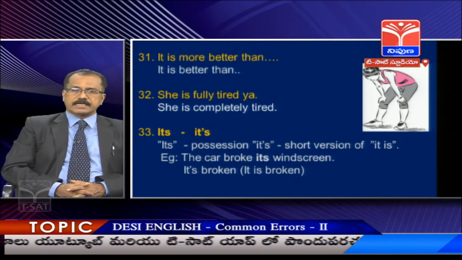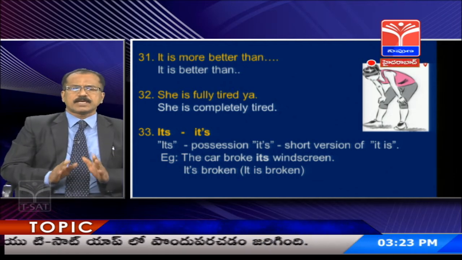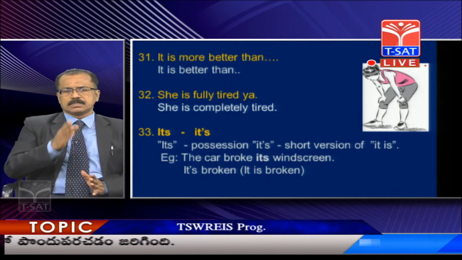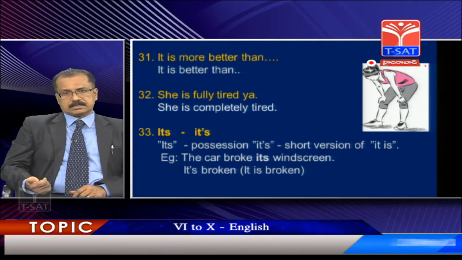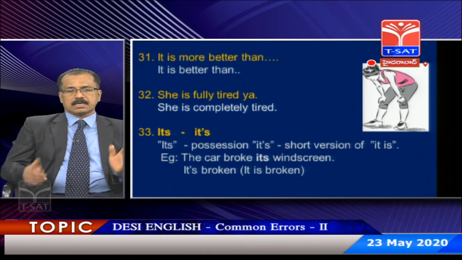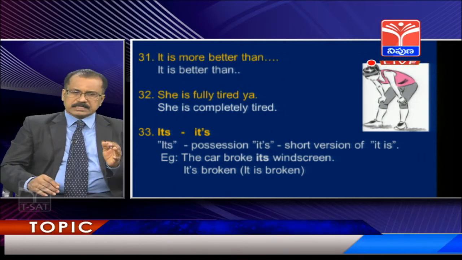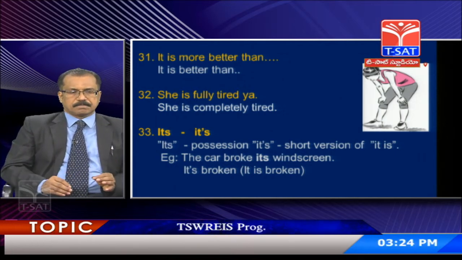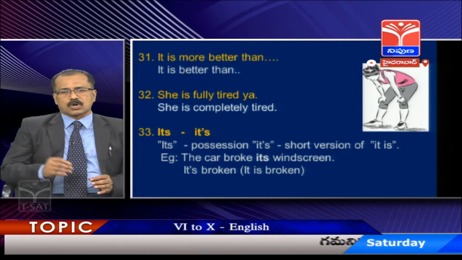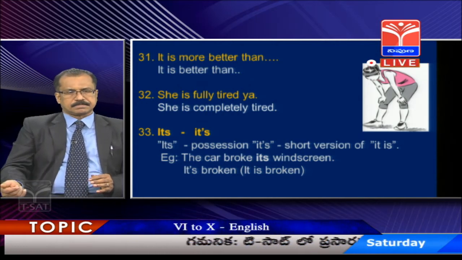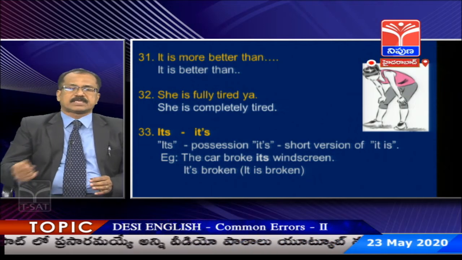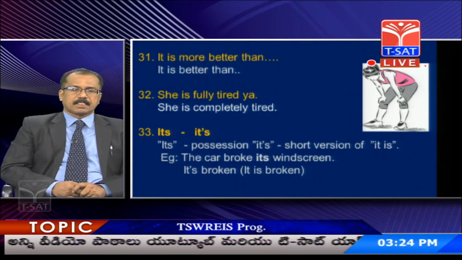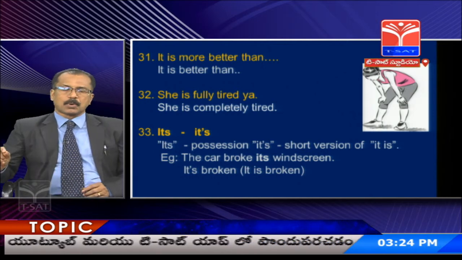That's it. Then this is very, very common, and I want you to look at it very carefully. Those of you who are writing, this is very common among people. This comes in writing: it's and its. It's and it is. Now its is a possession. It's is a short form of it is. The car broke its windscreen. The next one is, it is broken.